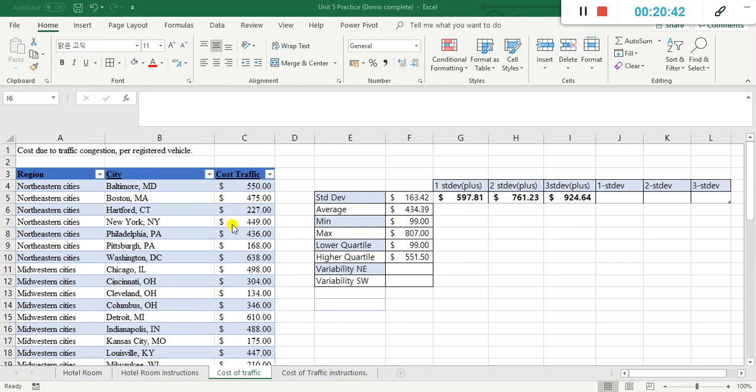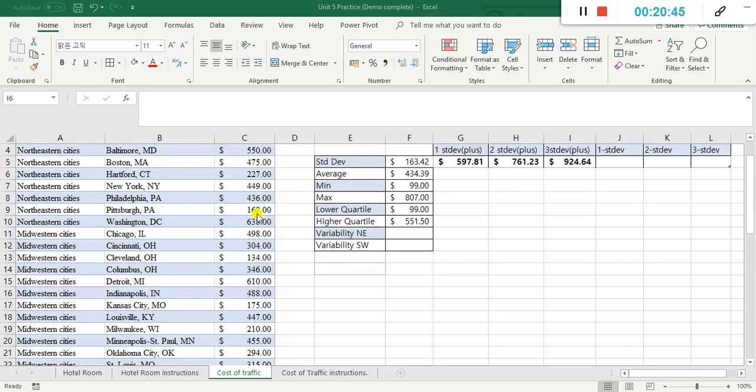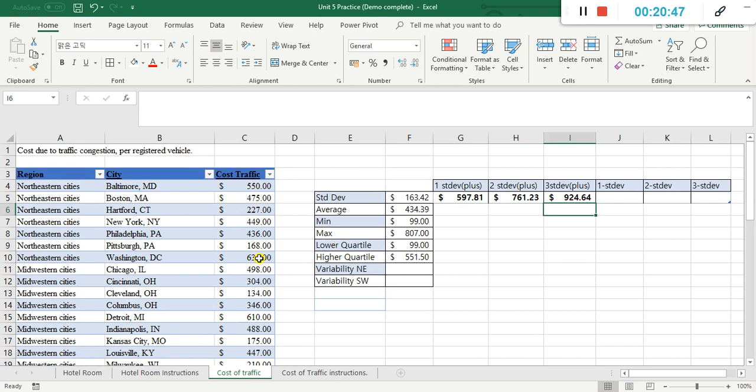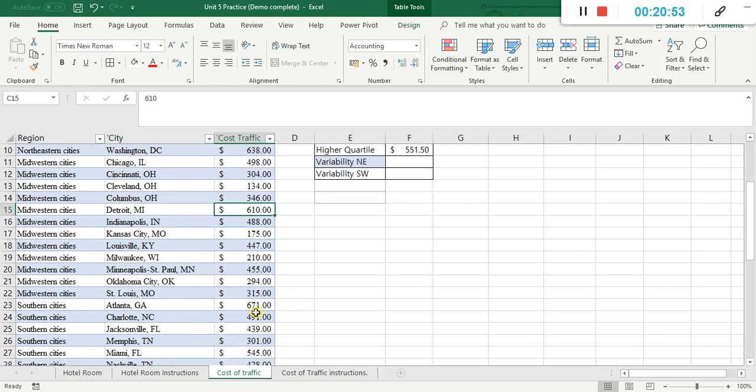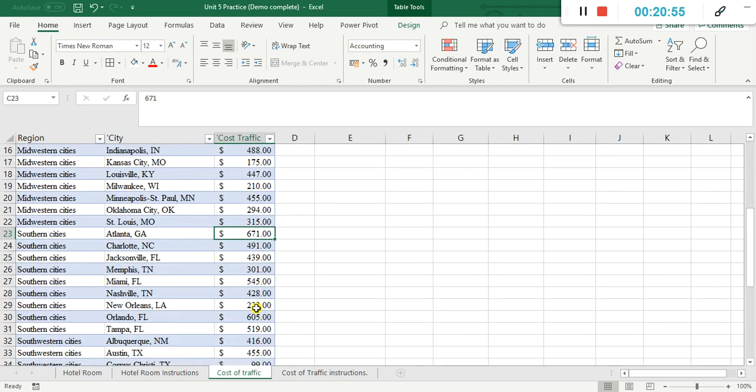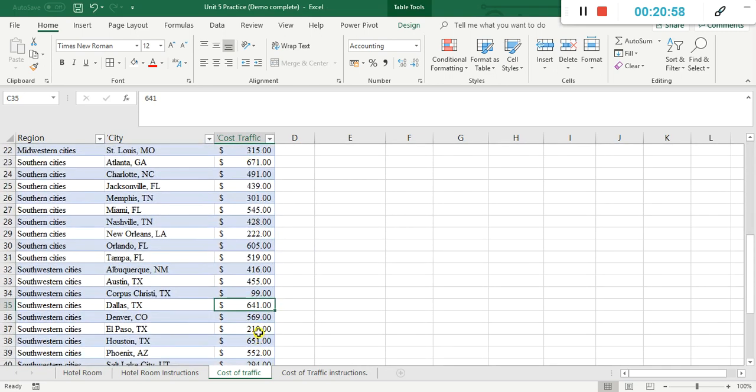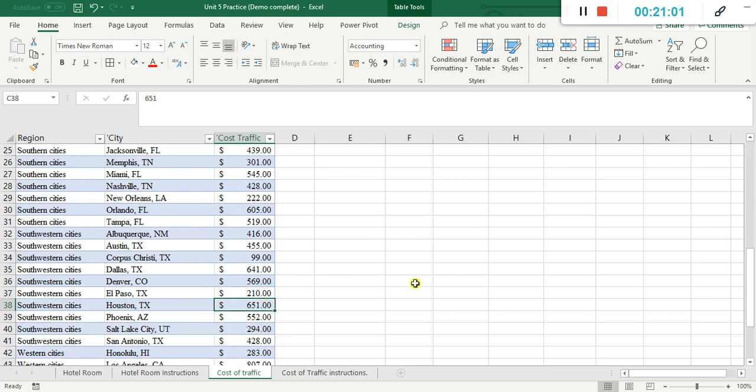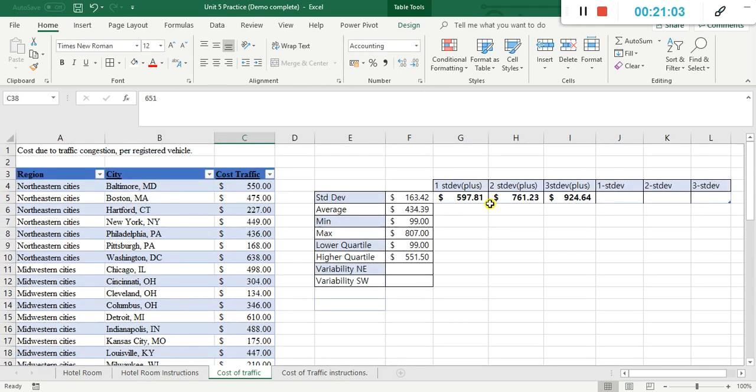So anything that is higher than 597, yeah, here there is 638, 610, 671, 641, 651, etc. Okay, so majority of the data is still within two standard deviations. So can we say that also 99% of the data is there? Yeah, but we have that there's a value 807 that is even within three standard deviations. But I mean, like I said, it's 1%.